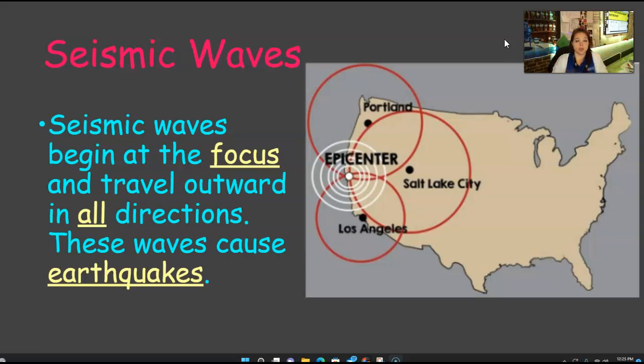All right, so let's look at seismic waves. Seismic waves begin at the focus and travel outward in all directions. It looks almost like a radar thing, like a bing, bing, bing, in all directions. These waves, these seismic waves, are what cause earthquakes, or what are earthquakes, these waves.